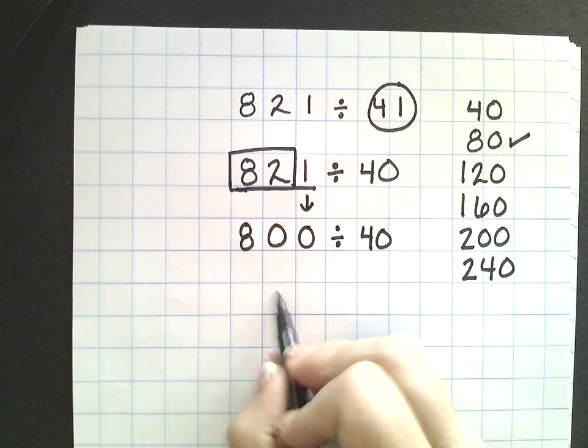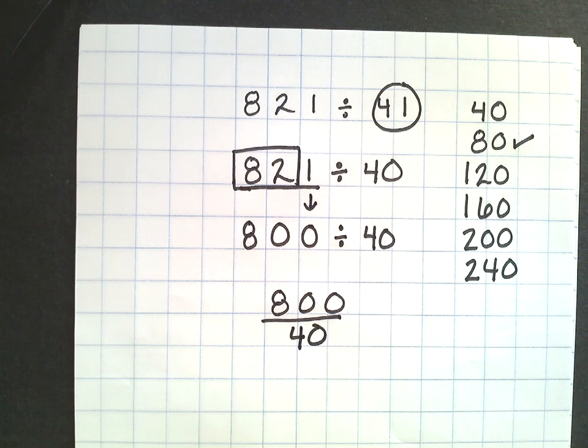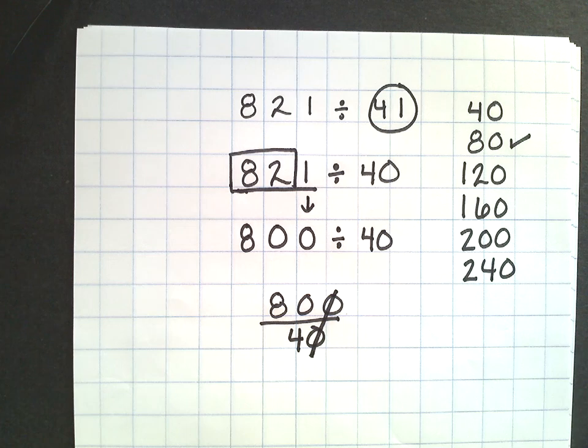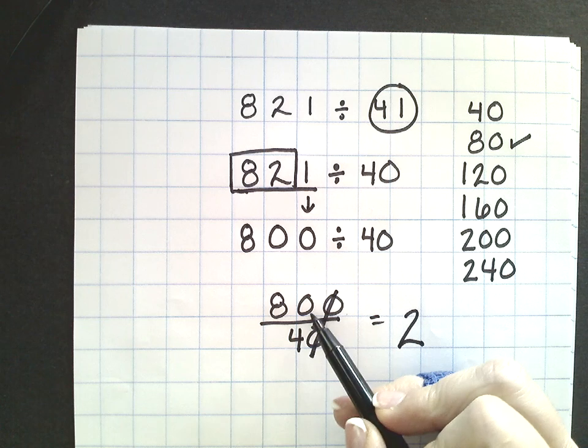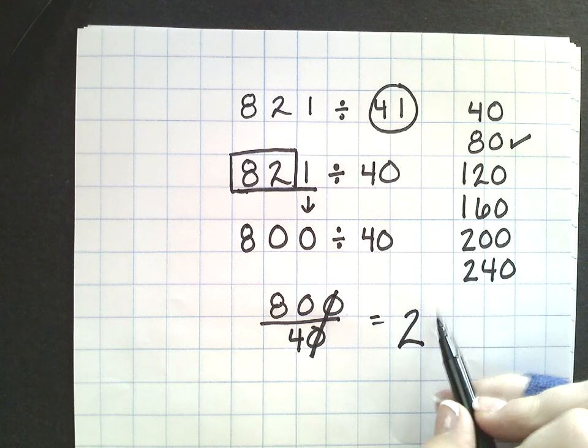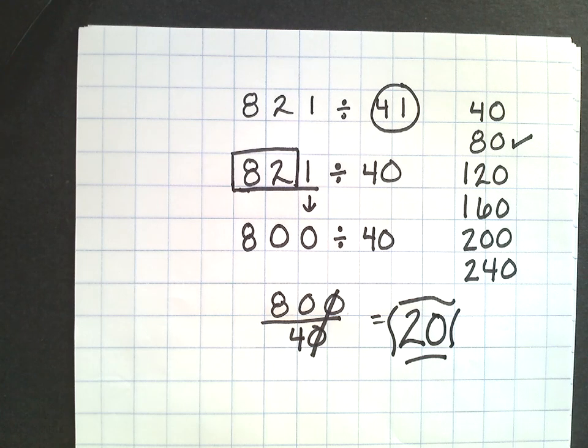So now I'm going to go ahead and write it as a fraction. We know we can cancel zeros. So then your problem becomes 8 divided by 4, which equals 2. And add on your 0. So 80 divided by 4 is 20. So our estimated quotient would be 20.